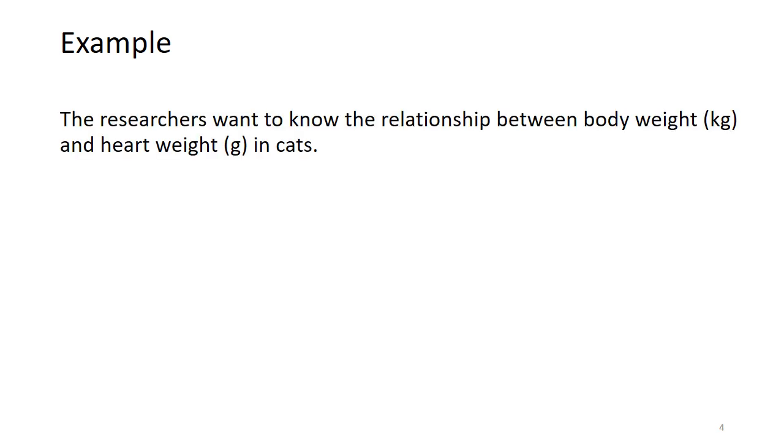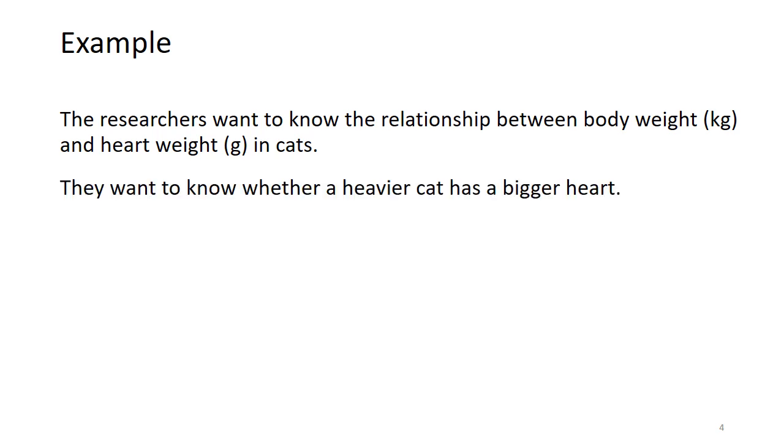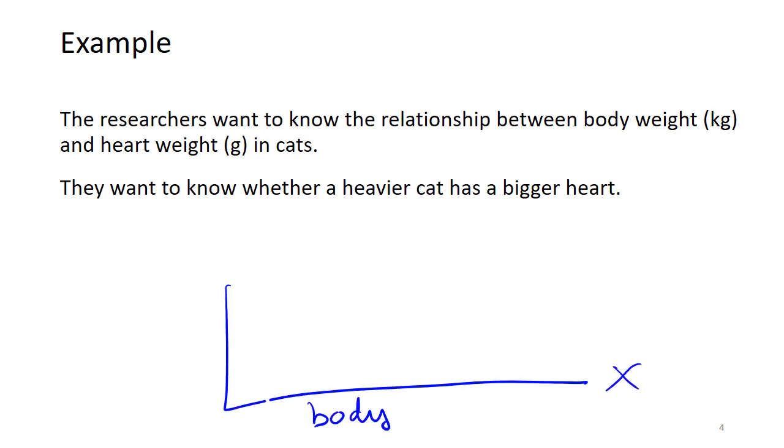Let's see an example. We can use a scatter plot to examine the relationship between these two variables. In this case, body weight is the explanatory variable and heart weight is the response variable. So, we plot body weight along the x-axis and the heart weight along the y-axis.